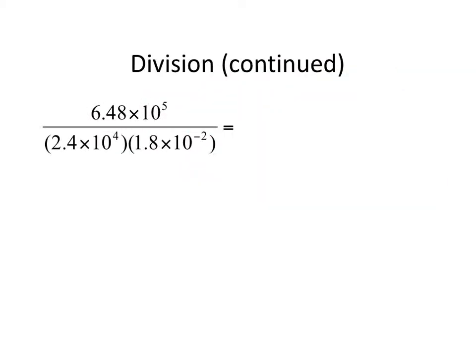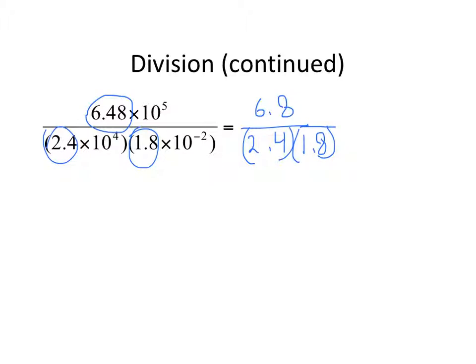Moving on to the next page, we have a long one. Here we can again manipulate just the front of these numbers. So we end up with 6.8 divided by 2.4 and also divided by 1.8. All of this is times 10 to the, well, we'll start with 5, then we'll subtract the 4 that we have on the bottom, and we'll also subtract the negative 2, minus a negative 2. So that becomes a plus 2.